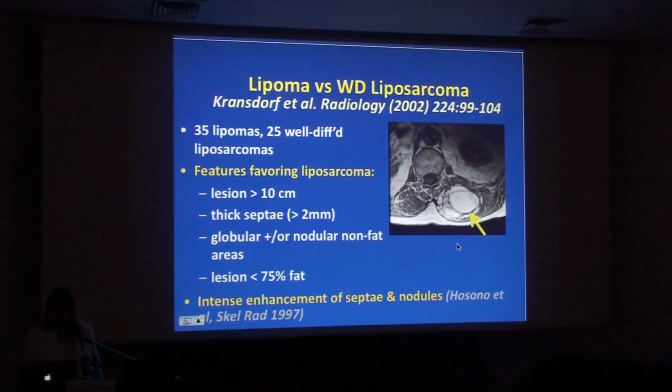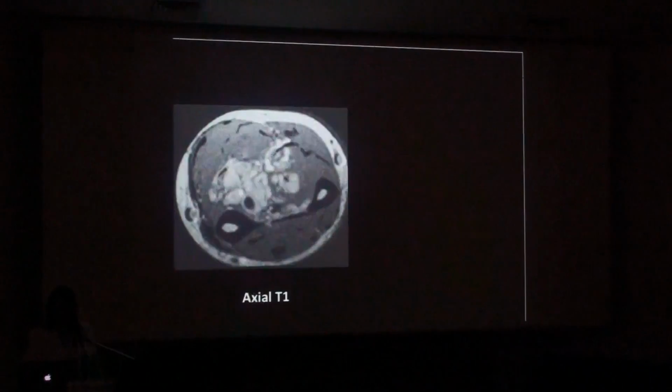And so here, in contrast, is an example of a liposarcoma sitting within the paraspinal muscles. And you can see that these are not thin, uniform septae. These are somewhat thickened. When we measured them, they were greater than 2 millimeters. And so that should start to make you be concerned. There's a more recent study by a group, Hosono et al., looking at intense enhancement of septae and nodules as another sign of a liposarcoma.